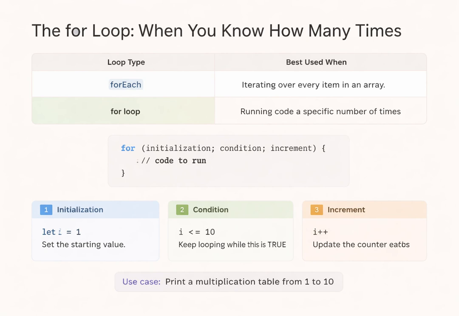You create a counter variable and set its starting value, like let i equals 1. Second is the condition. The loop keeps running as long as this condition is true, like i is less than or equal to 10. Third is the increment. After each loop, you update the counter, typically by adding 1. These 3 parts work together to control exactly how many times the loop runs.